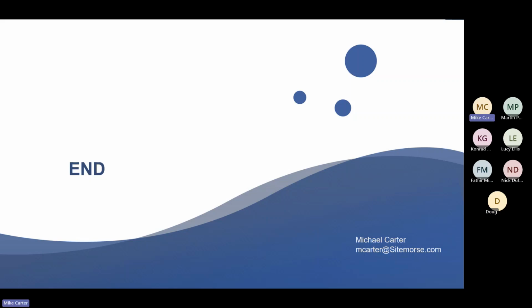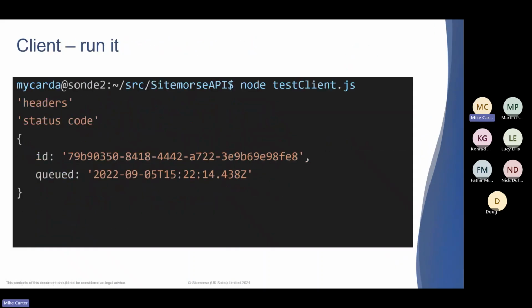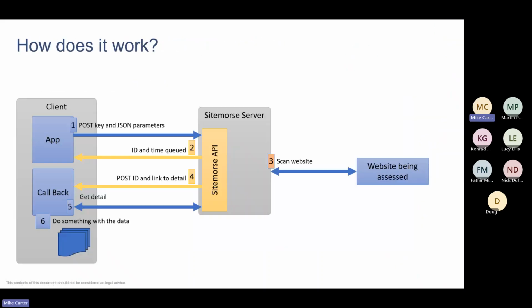Well, basically, I tell you what, I'll just pop back to the diagram. What we need to be able to do is access it. So if I go back to this diagram here, the website being assessed, whatever it is being assessed, we just need to be able to access those URLs from Sitemorse.